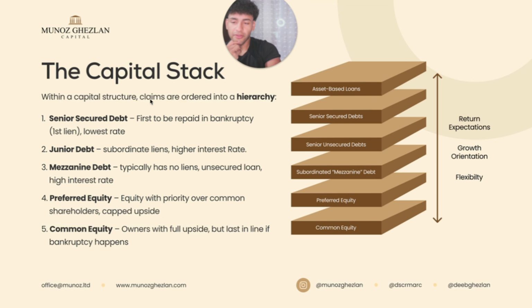So these are really the different forms of capital that are important to know. So we have the different forms of equity, the different forms of debt. Here at the top are going to be your asset-based loans. This is most of the time where your mortgages are going to sit. Asset-based loans have a first lien position. They're going to be senior secured debt. Slightly below that senior debt is going to be junior debt or subordinate debt. Usually with subordinate liens, a higher rate. So your senior secured debt is going to have the lowest interest rate, highest priority, strongest lien. Junior debt is going to have a subordinate lien with a higher interest rate. Mezzanine debt is going to have an even higher rate, typically with no liens.